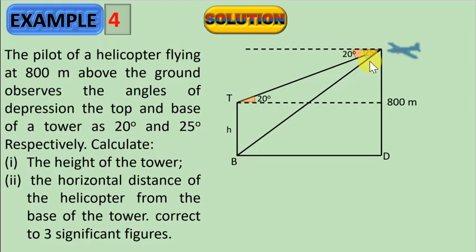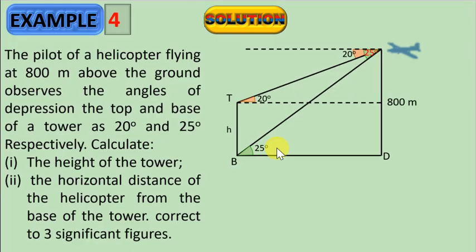Using the relationship between the angle of depression and angle of elevation, which we know are alternate angles, we can transfer this 25 degrees to this place. Then we're going to have that as 25 degrees. So with this diagram done, we are now ready to solve the problem.